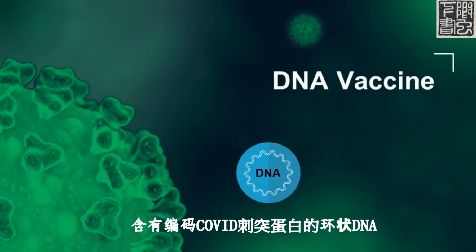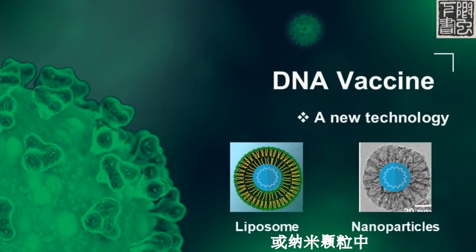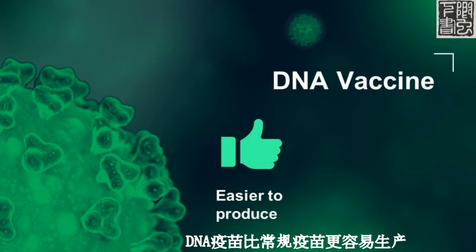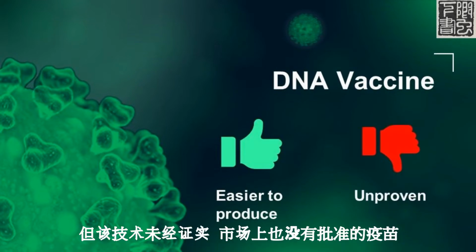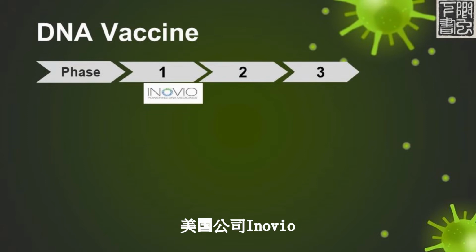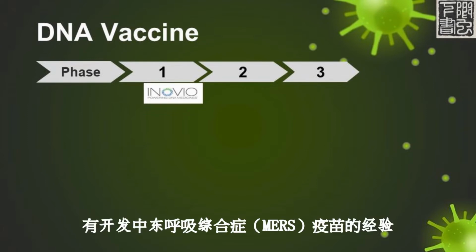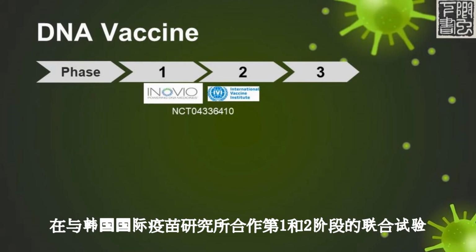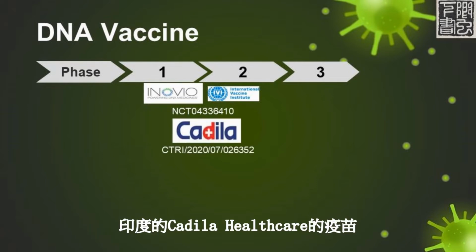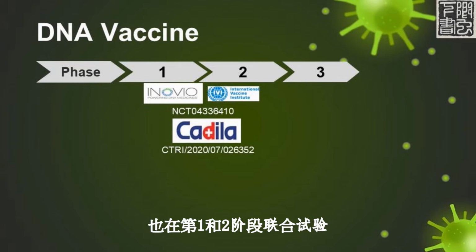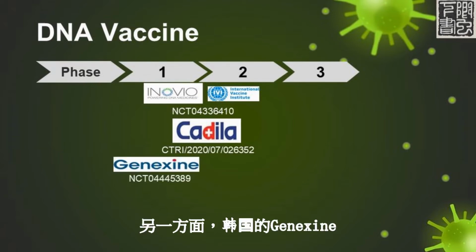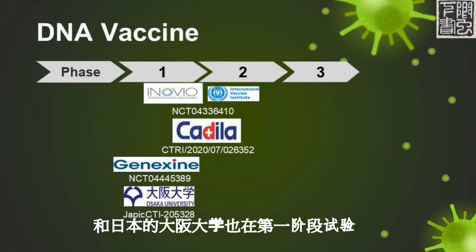The DNA vaccine contains a circular DNA that encodes the COVID spike protein, packaged in liposome or nanoparticles. DNA vaccine is easier to produce than conventional vaccine, but the technology is unproven and does not have an approved vaccine in the market. Inovio, an American company with experience in developing the Middle East Respiratory Syndrome MERS vaccine, and the International Vaccine Institute in Korea, are working on a DNA vaccine in a combined Phase 1 and 2 trial. The vaccine by Cadila Healthcare in India is also in a combined Phase 1 and 2 trial. On the other hand, Ginseng, a Korean company, and Osaka University in Japan have trials in Phase 1.